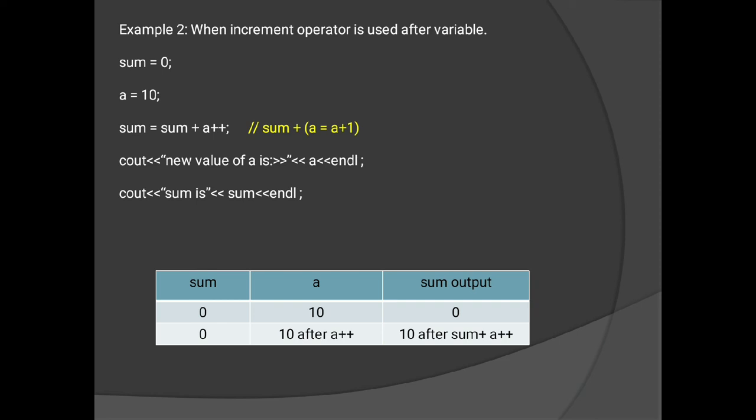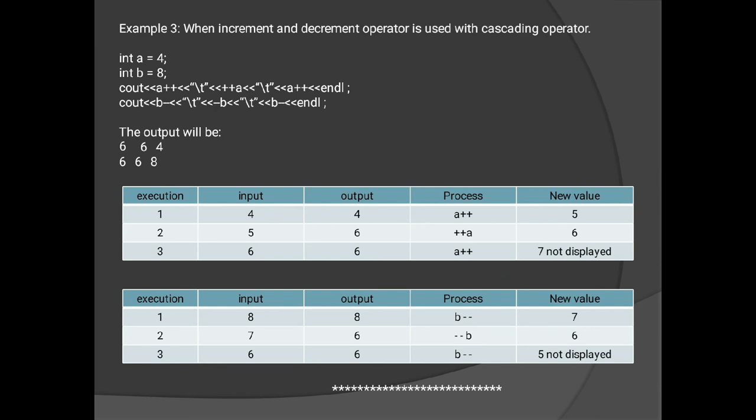Now in the next example, the increment and decrement operators are used with cascading operators. In the case of cascading operators, the statement is evaluated from right to left. So the statement will be executed from right to left, not from left to right.